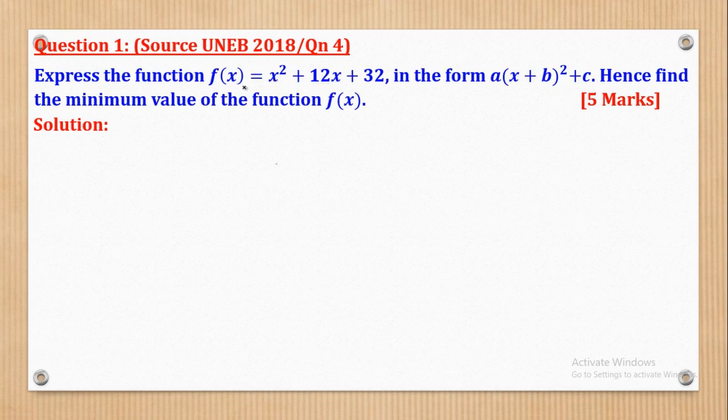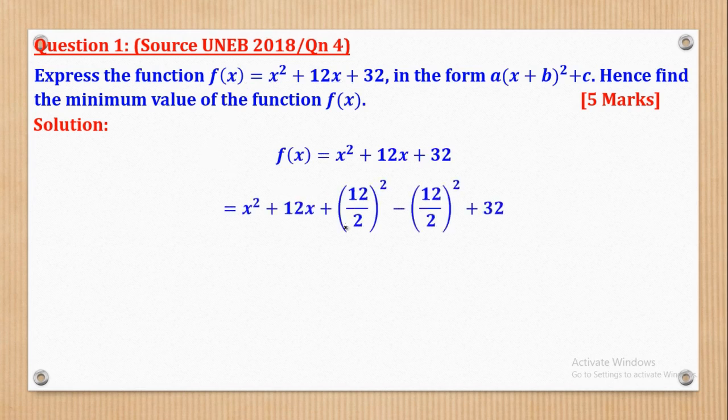Then next we shall go to the second step. Second step is to introduce an innocent expression. That innocent expression will be equal to the square of half the coefficient of x. Now coefficient of x is 12. Now half this coefficient will be 12 over 2, but it has to be squared. That is why you see this square. And we say that innocent expression, you add and also subtract.